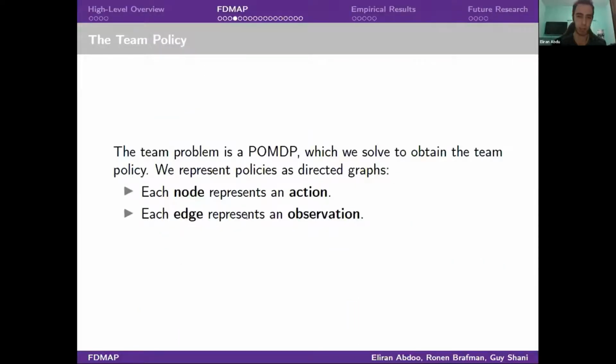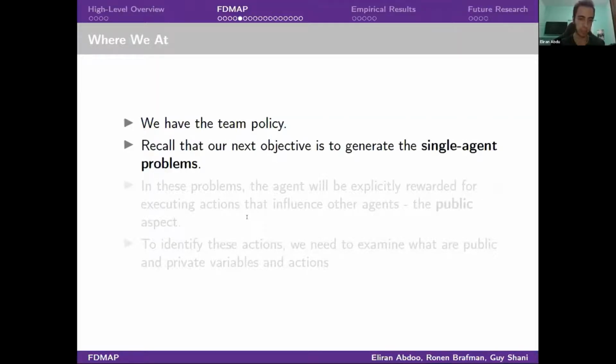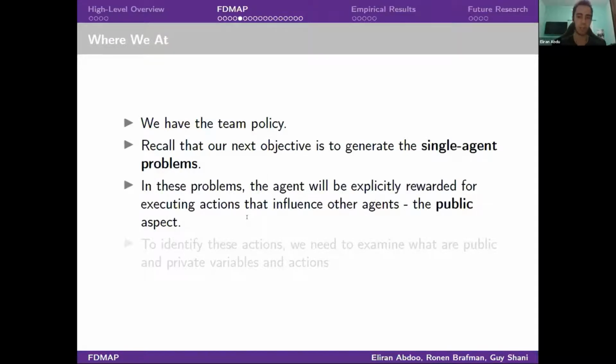Okay, so this is the policy, which is again a directed graph. So where are we at? We have the team policy, as we just saw. And our next objective, as we saw in the high-level overview of the algorithm, is to generate these single-agent problems. In these problems, the agent will be explicitly rewarded for executing actions that influence other agents. That is what we'll see right now, called the public aspect.